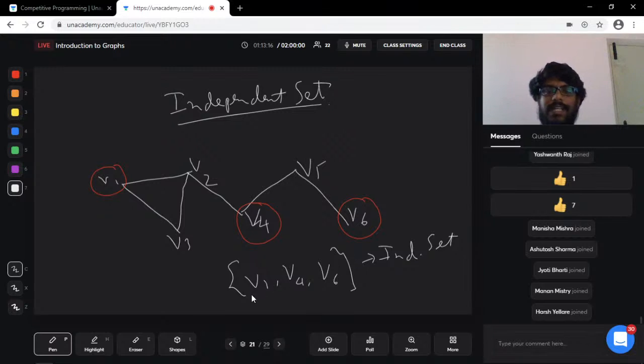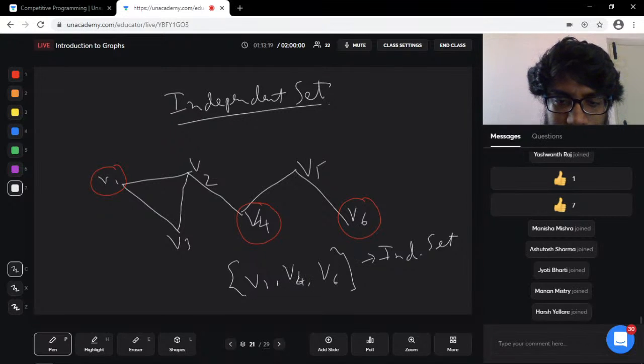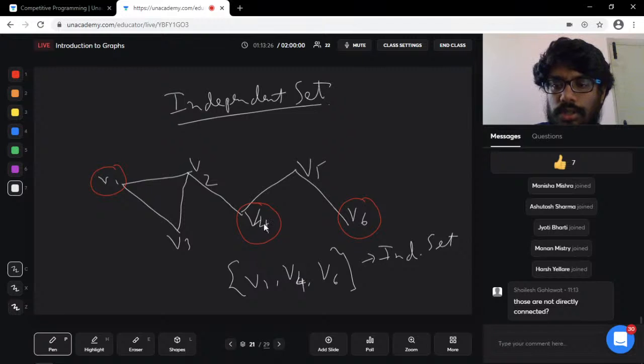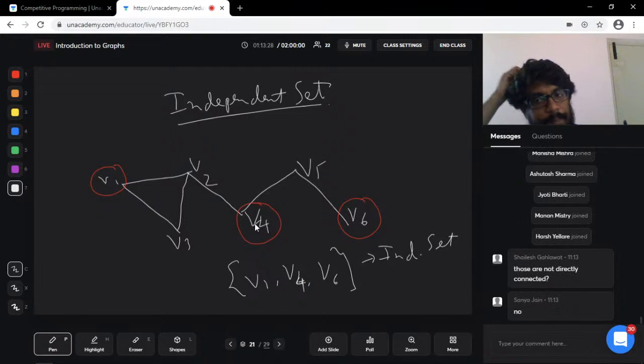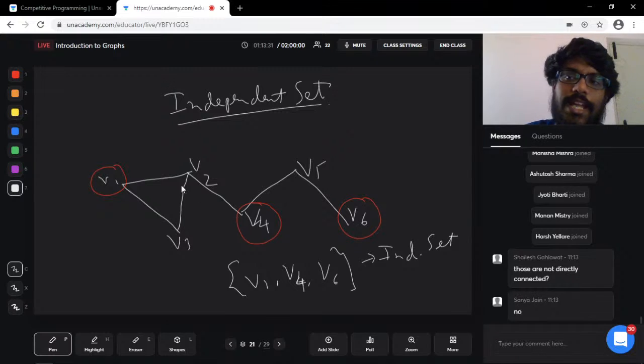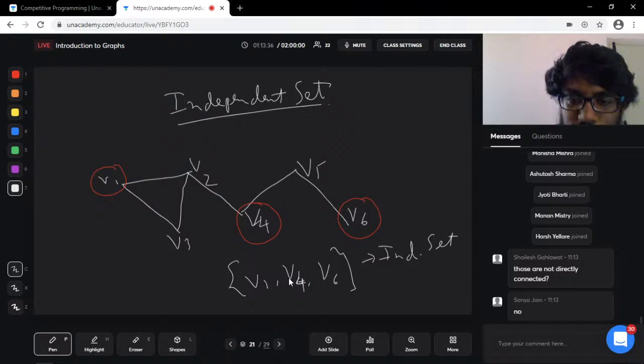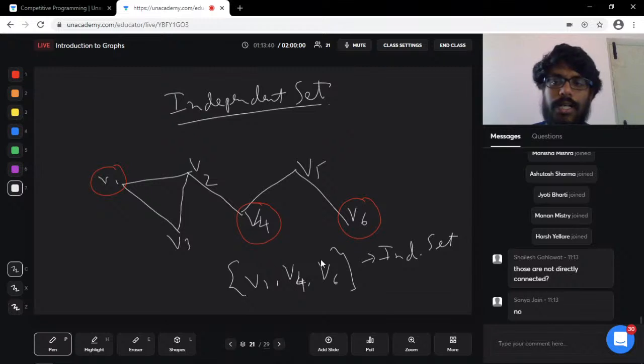because take any two vertices from this set. Take v1, v4. Are v1 and v4 adjacent? No. v1 and v4 don't have an edge between them. Similarly, v1 and v6 don't have an edge between them. v4 and v6 don't have an edge between them. Right? So take any two vertices from this set, there is no edge between them. They might be connected, but they are not adjacent to each other. So such a set is called an independent set.